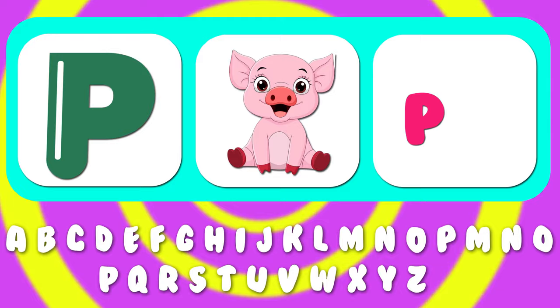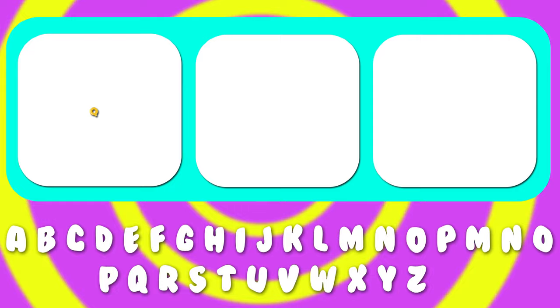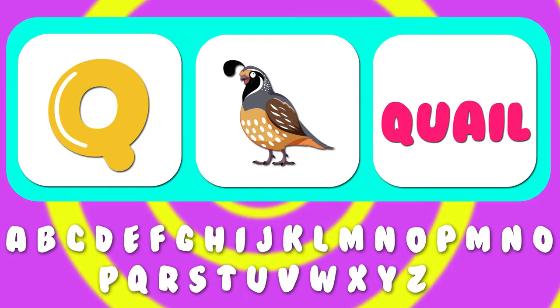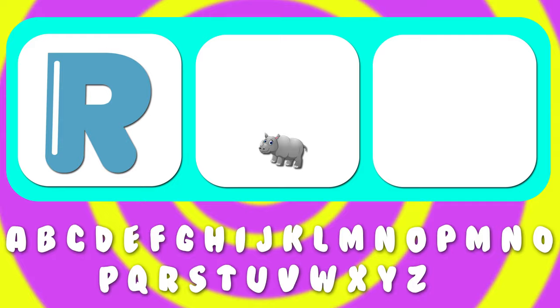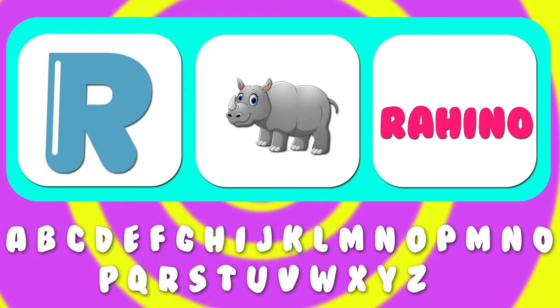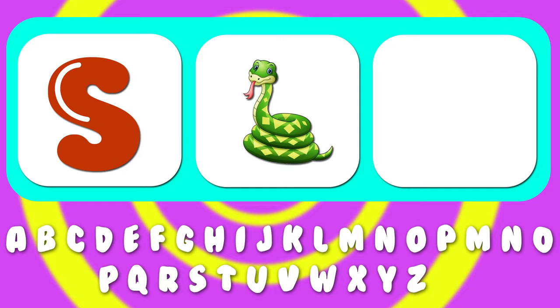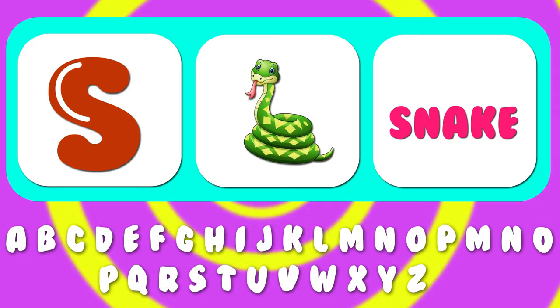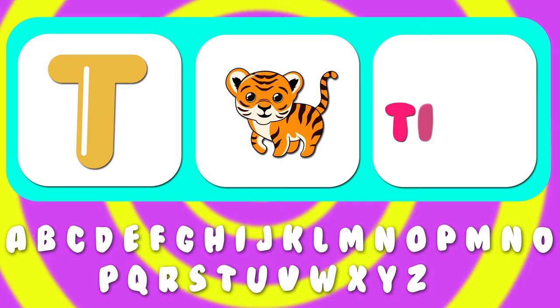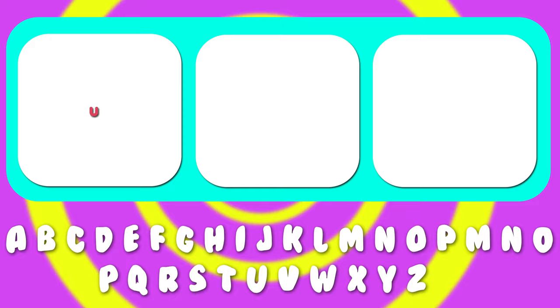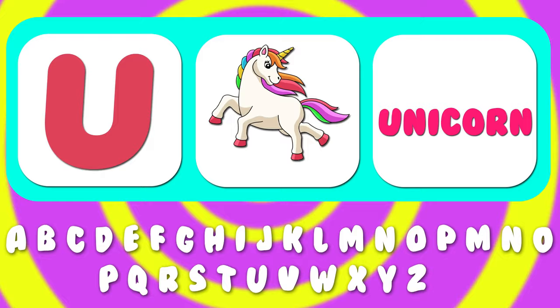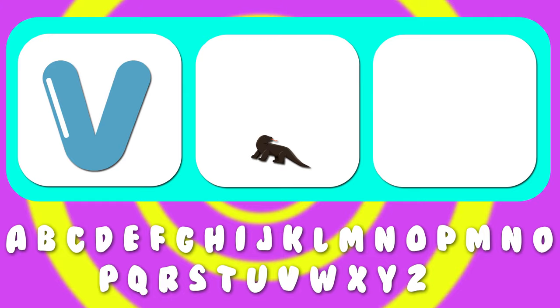P is for pig. P, p, pig. Q is for quail. Q, q, quail. R is for rhino. R, r, rhino. S is for snake. S, s, snake. T is for tiger. T, t, tiger. U is for unicorn. U, u, unicorn. V is for varanus.